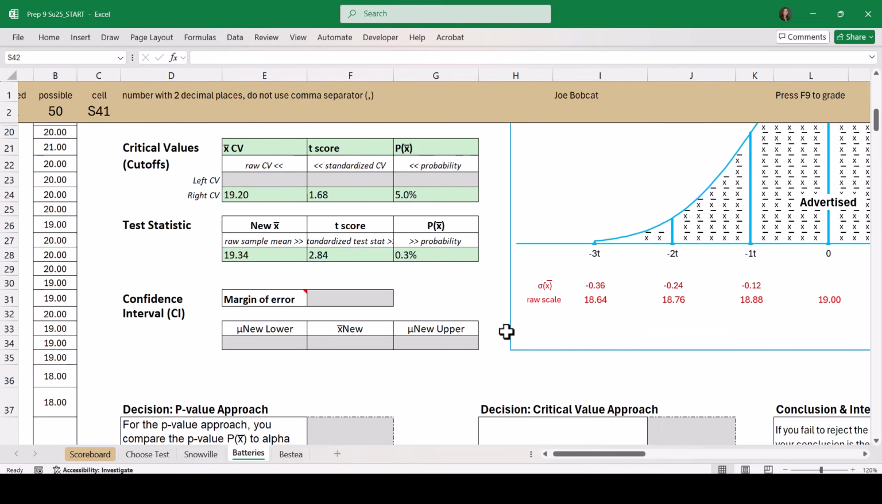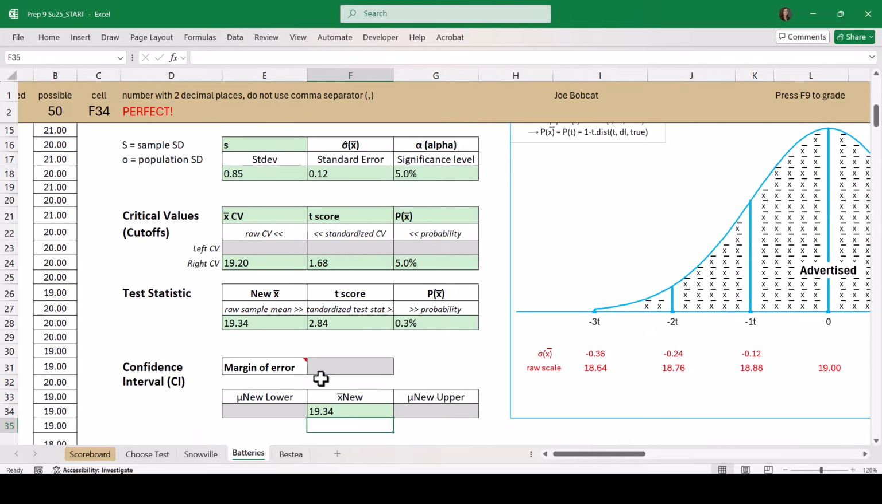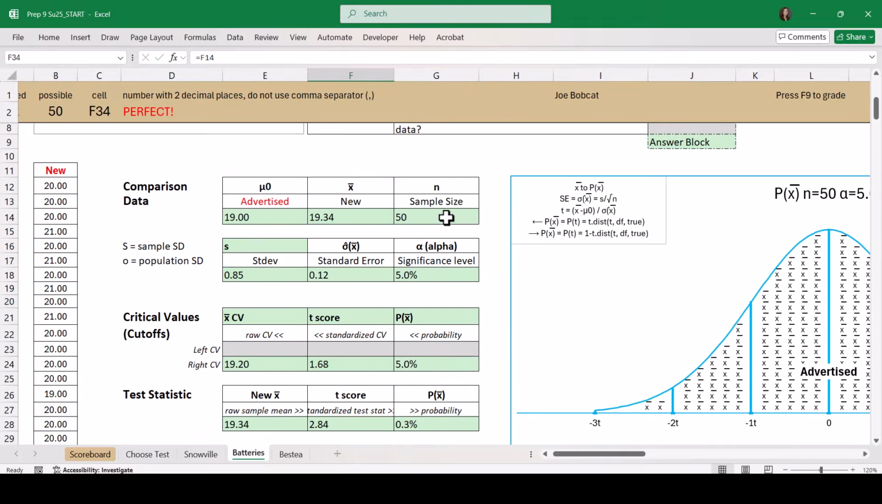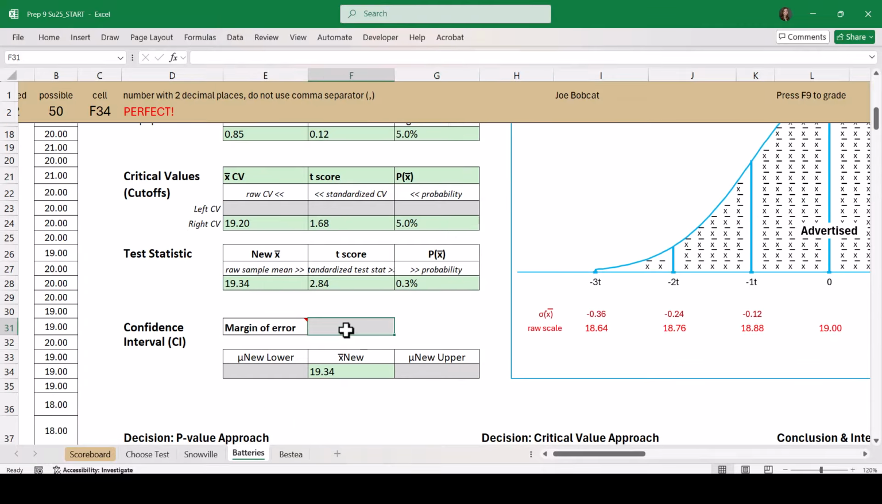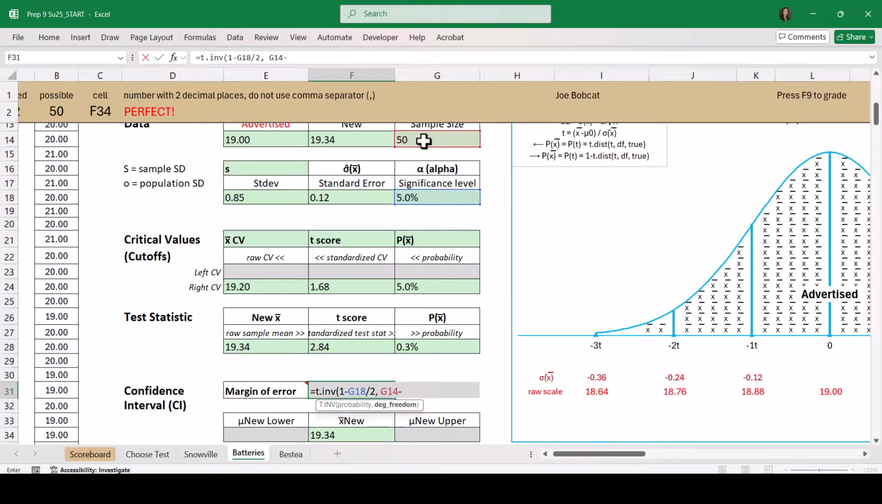All right. So the last thing we want to do is we're going to estimate the population mean for the new batteries. So we have the sample mean just based on 50, but now we want to estimate what the population mean is for all new batteries. So we got to compute the margin of error. That formula is the critical value. It's a two-tailed critical value. So that's T.INV, 1 minus alpha divided by 2. And then we have our degrees of freedom, sample size minus 1. And then we multiply this by the standard error.